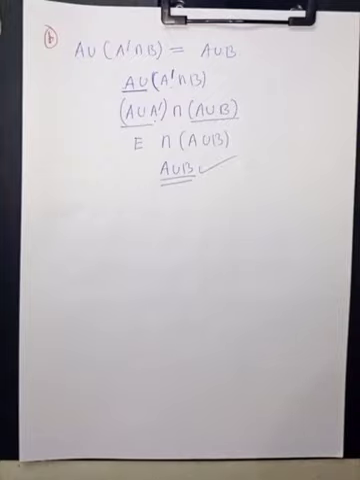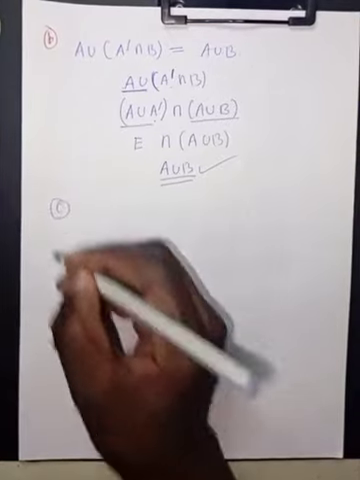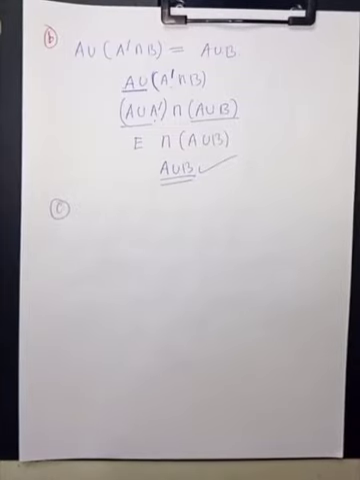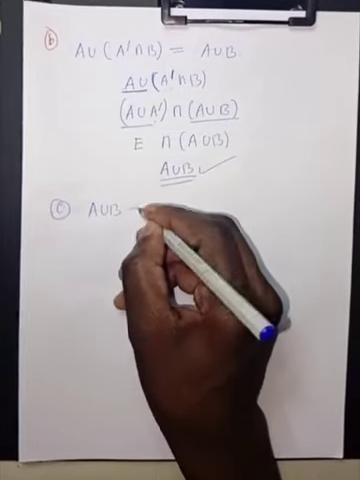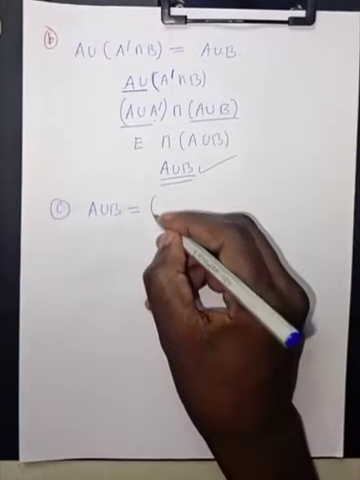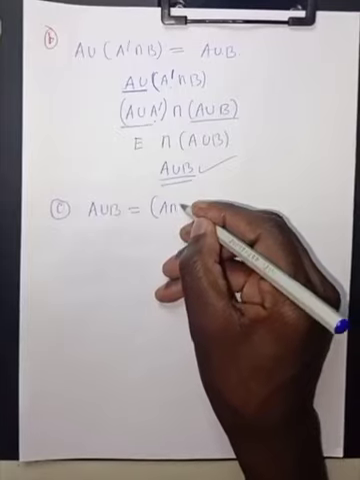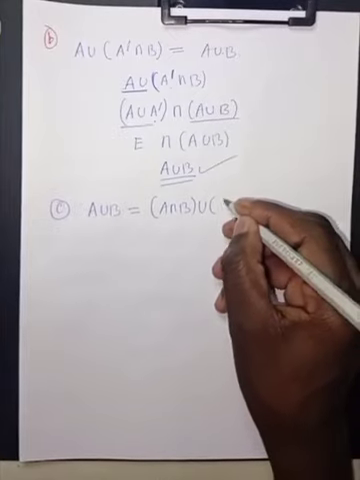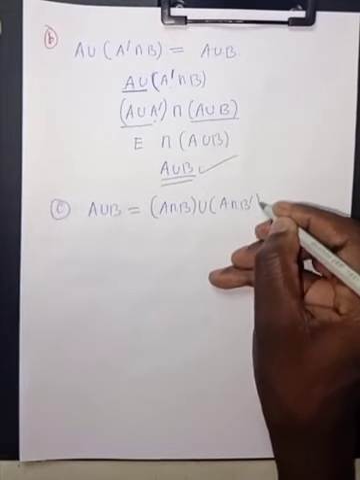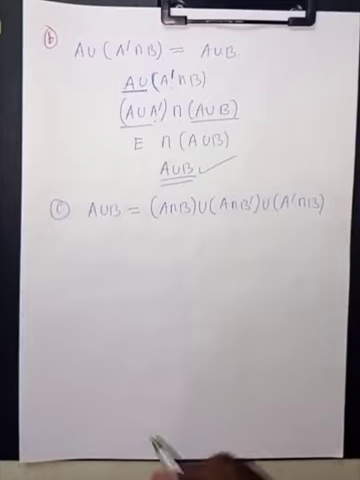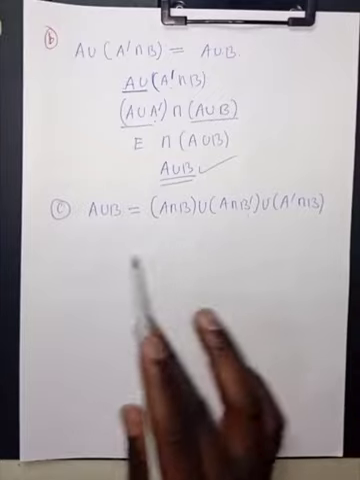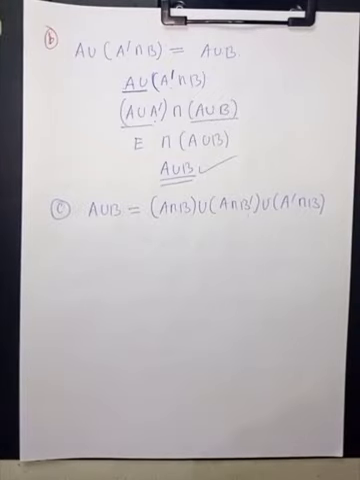Okay, so this is what we have. So we go to C. Okay. So our C is that we have A union B is equal to A intersection B union, then A intersection B complement union A complement intersection B. So they want us to show that this segment is basically equal to A union B. So always we begin with the complicated part.